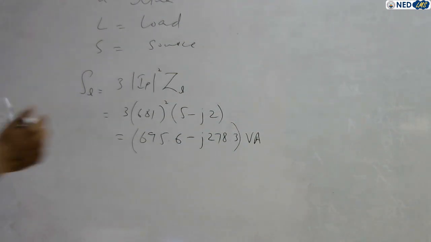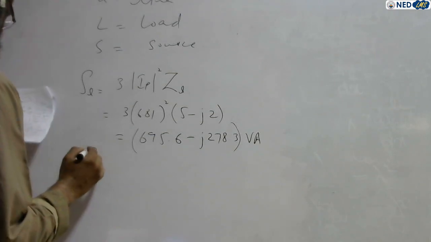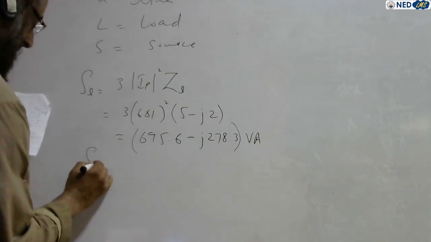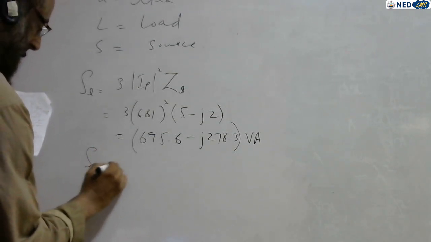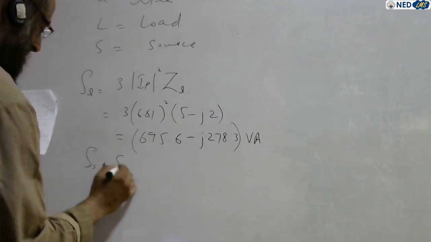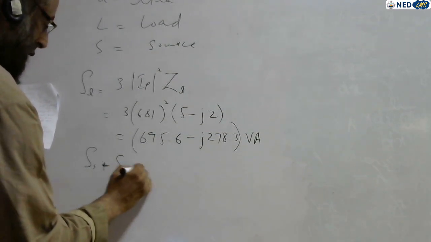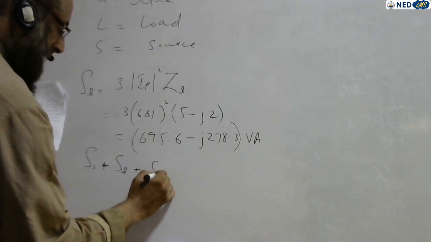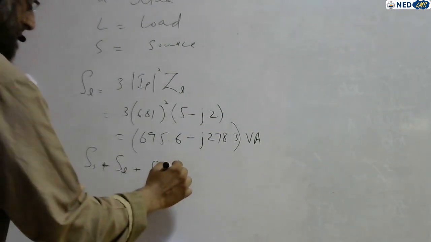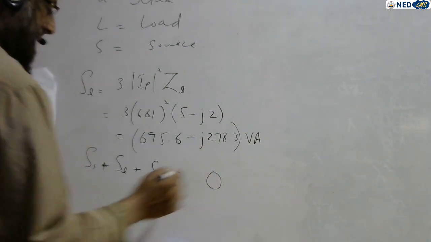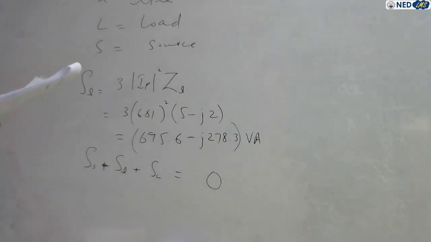If you want to verify, you can sum up all the complex powers: the complex power generated by the source, the complex power absorbed by the line, and the complex power absorbed by the load. What will you get? You will get zero. When you sum up all the powers, you get zero. You can verify this. Let's move on to the next problem.